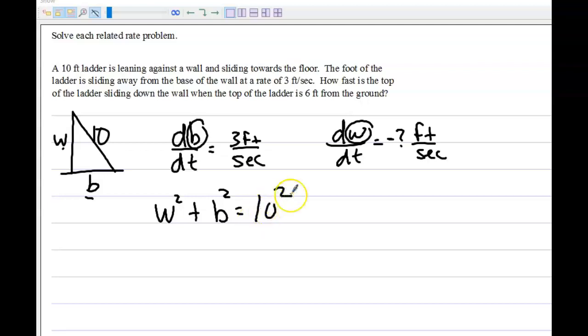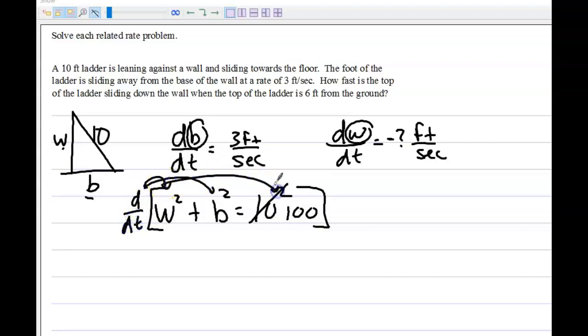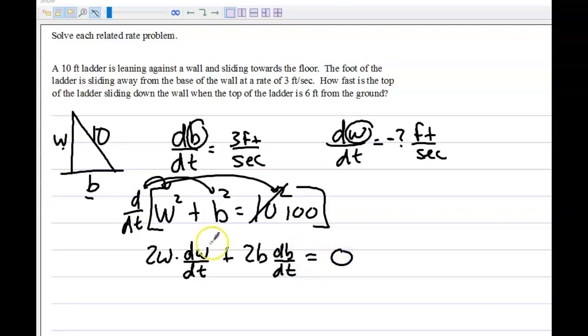Okay, so this is just 100. And now I'm going to go ahead and take the derivative of this thing here. So if you take the derivative of W squared, you put the 2 in front of the W, multiply it by dW dt. Same thing with the B. And then finally, derivative of 100 is just 0. So what I'm looking for once again in this problem is dW dt. So we need a few things. We need W, we need B, we need dB dt.